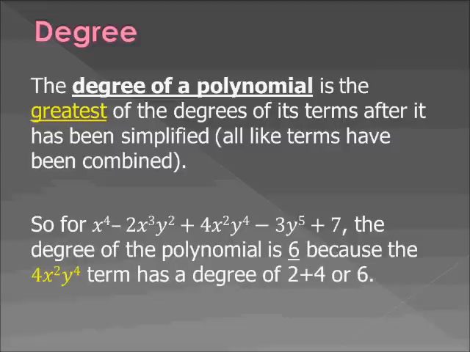So, in the example on the screen, x to the fourth minus 2x cubed y squared plus 4x squared y to the fourth minus 3y to the fifth plus 7, the degree of the polynomial is 6 because the 4x squared y to the fourth term has a degree of 2 plus 4, or 6. If you look at all the other terms, the x to the fourth is only 4th degree, the x cubed y squared is only 5th degree, and this is also a 5th degree. Of course, the constant is a 0 degree. So for the degree of the polynomial, you take a look at the monomial with the greatest degree.